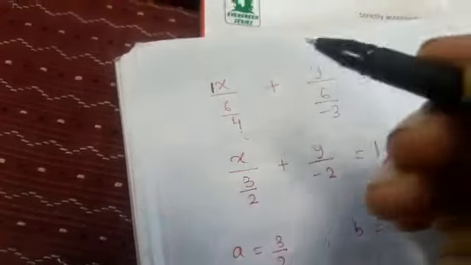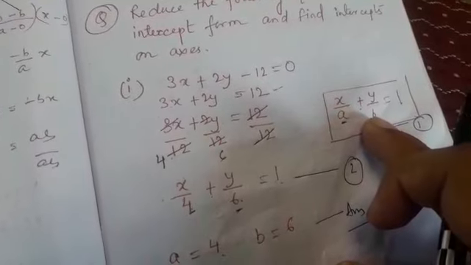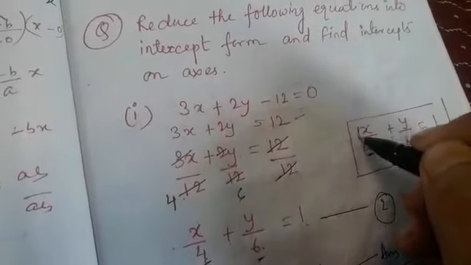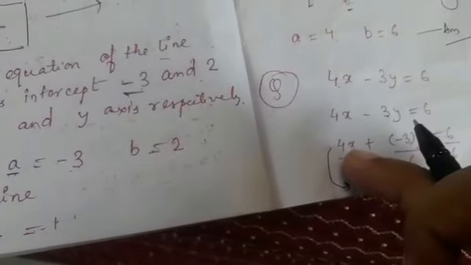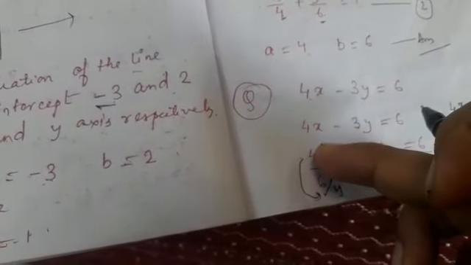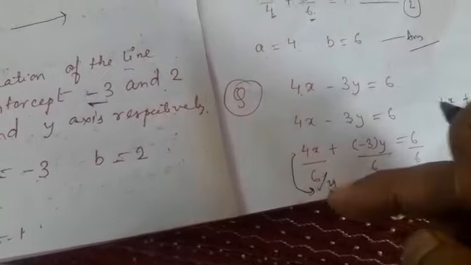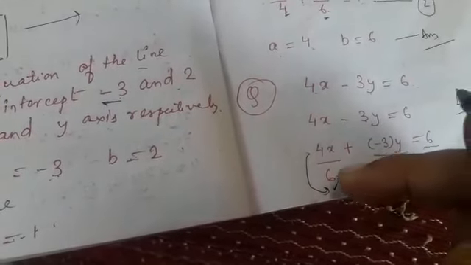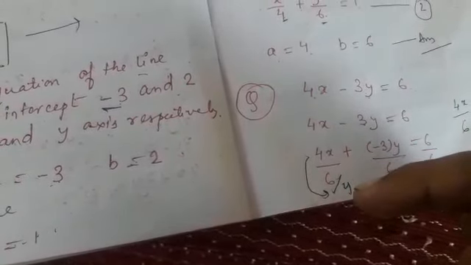Why? Because we need the coefficient of x as 1. When we compare with the general equation of intercept form, the coefficient of x has to be 1. So you are not supposed to keep the coefficient of x as 4. So you have to send this 4 below this 6 and write it like this, 6 by 4. I hope it's clear.